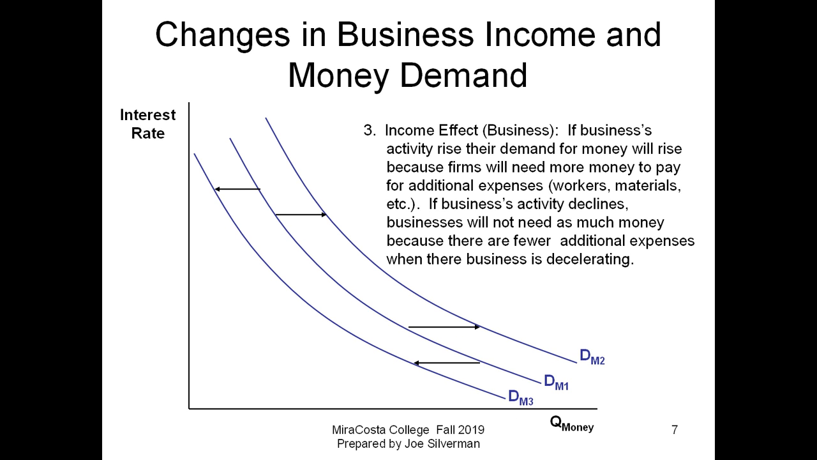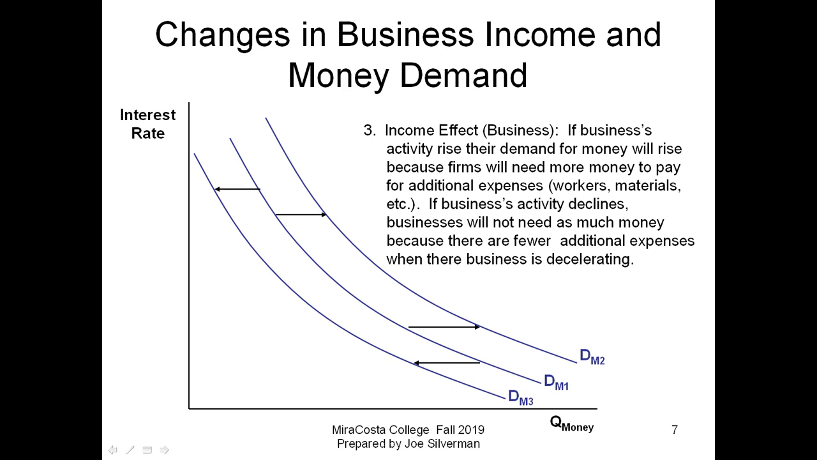The third thing that would affect the demand for money would be income of businesses. So if businesses are more active, they're selling more, they may need to buy more in the way of inputs. Inputs could be things like workers might be working more. They might need to hire more workers, or they might need to buy more inventory, or they might need to make more product. All those things are going to require more money to pay for. So we show that as a rightward shift in the demand for money.